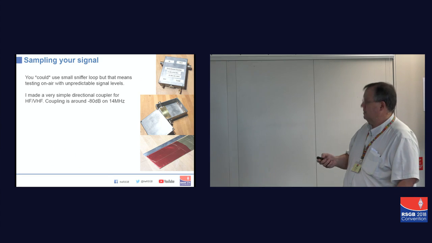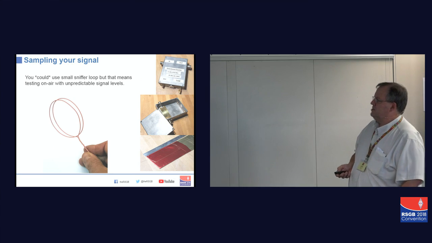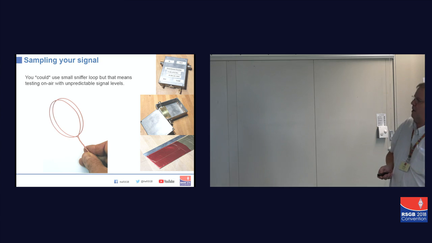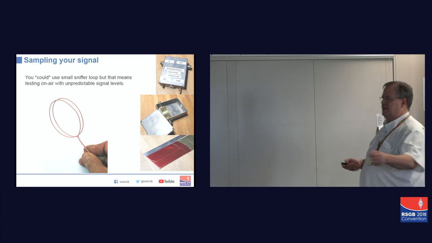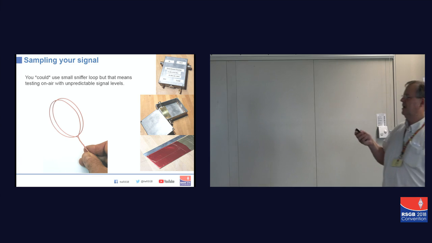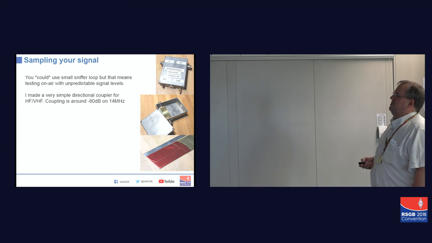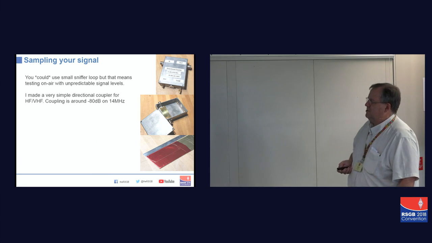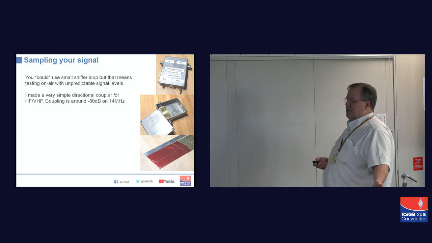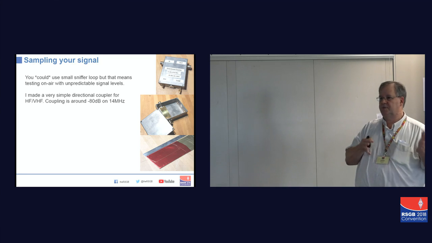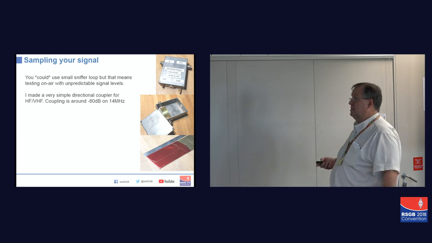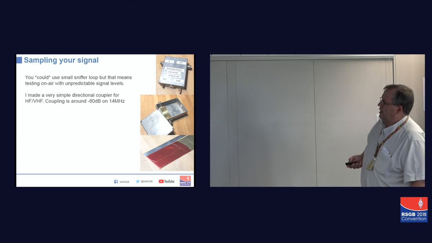So, whoops, go back one. So you can use a little loop like that, which I did, but obviously it's a bit unpredictable, and it's really hard, and you put it down to type something and the signal changes. So I made myself this little coupler box, which just happened to have a coupling of about -80 dB. So if you stick 100 watts through it, you get a nice, comfortable signal into the front of your receiver to have a look at the signal.